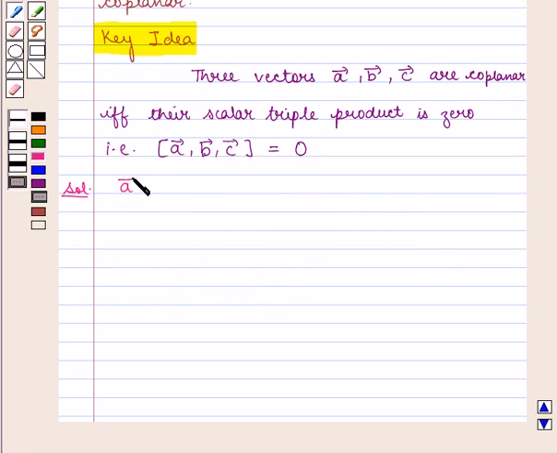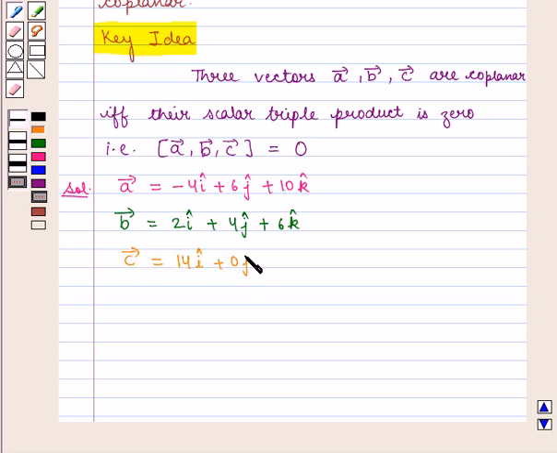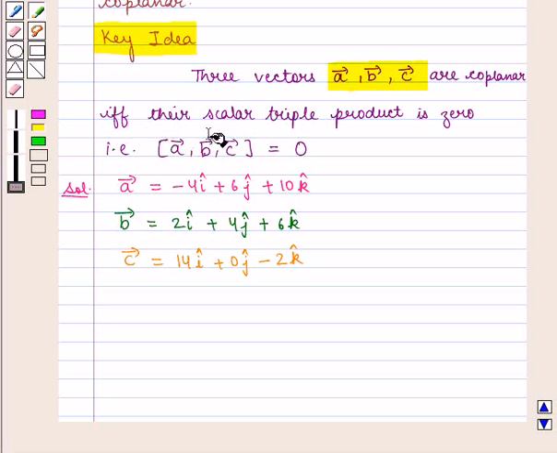Here, vector A is given by minus 4i cap plus 6j cap plus 10k cap. Vector B is given by 2i cap plus 4j cap plus 6k cap, and vector C is given by 14i cap plus 0j cap minus 2k cap. And from the key idea, we know that three vectors A, B, C are coplanar if and only if their scalar triple product is 0.